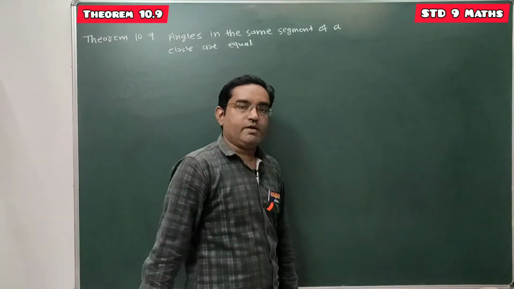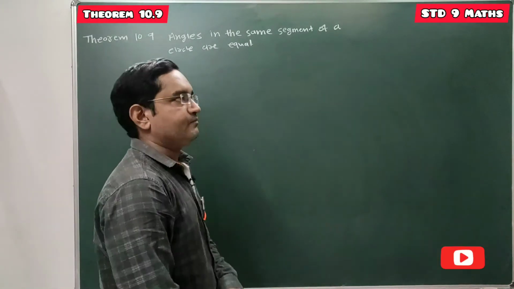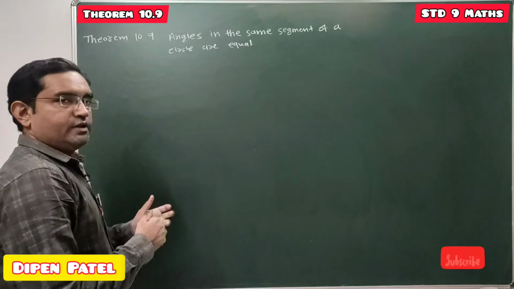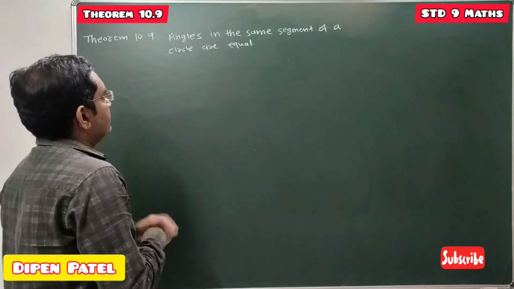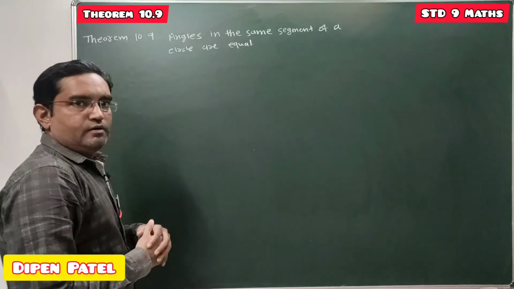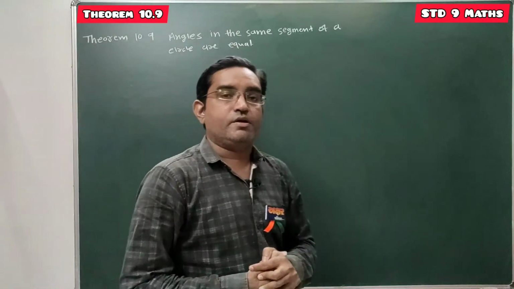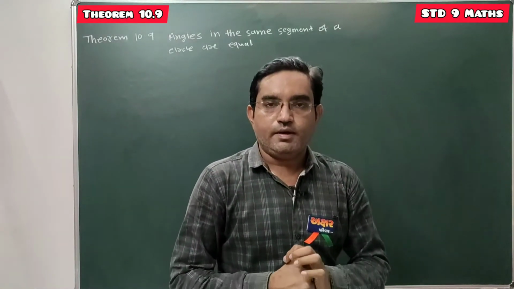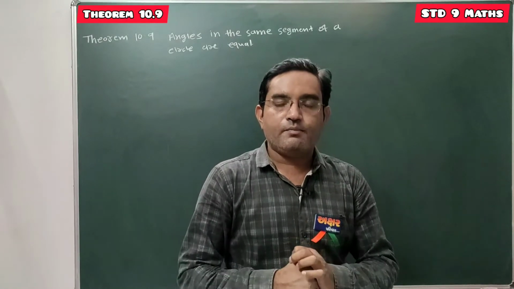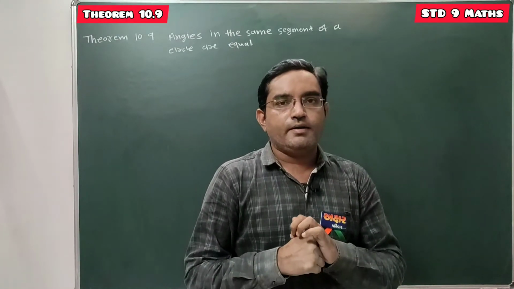Now theorem number 10.9, that is the most important theorem for the numericals. So what is theorem 10.9? The statement is: angles in the same segment of a circle are equal. Angles in the same segment of the circle are equal.